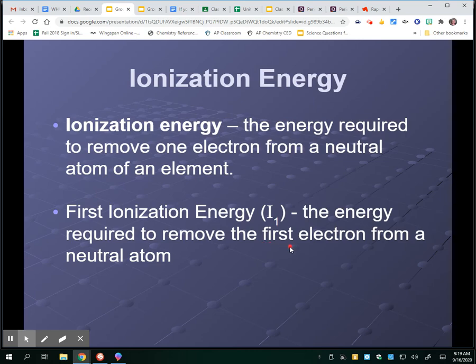We'll talk about other trends of the periodic table. So we'll talk about removing more than 1 electron here in just a little bit. So if I wanted to talk about removing the second electron, it would be I2. If I wanted to talk about the energy it takes to remove a third electron, that would be I3. So our basic trend is just the first ionization energy, the energy required to remove just the first electron from a neutral atom.